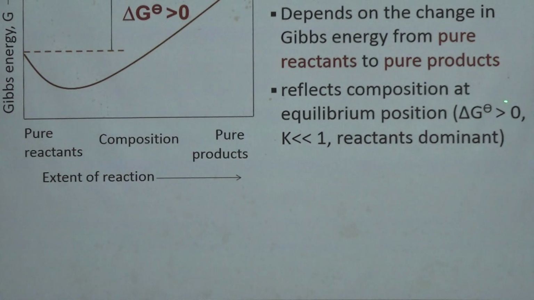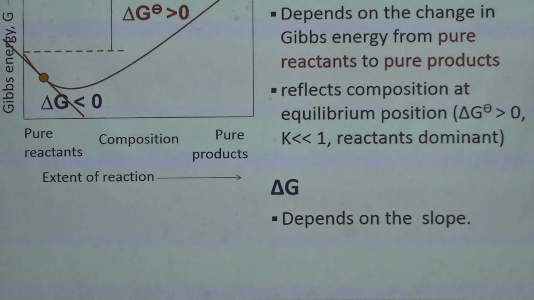When delta G naught is greater than 0, K must be less than 1, reactants are dominant, with a higher concentration of reactants. But delta G is the change at a point in time in the reaction composition. So delta G is not going to be the same as delta G naught. Delta G naught is just looking at pure reactant, pure product. But delta G is at different points in the composition. So delta G depends on the slope.